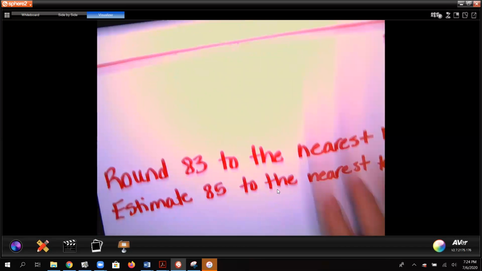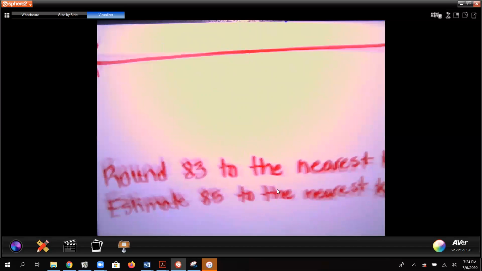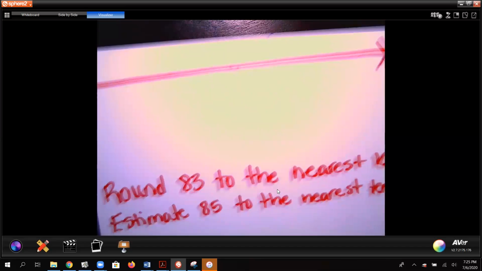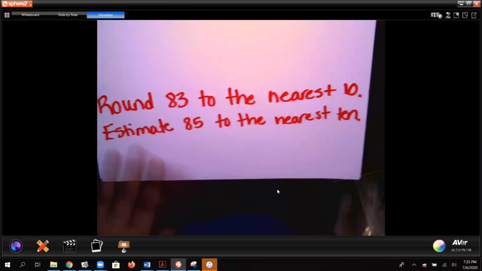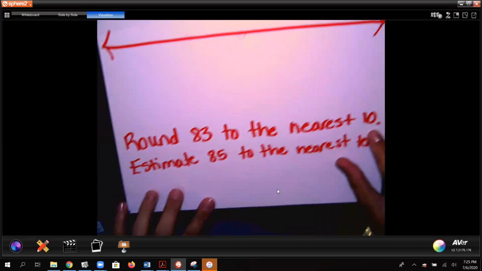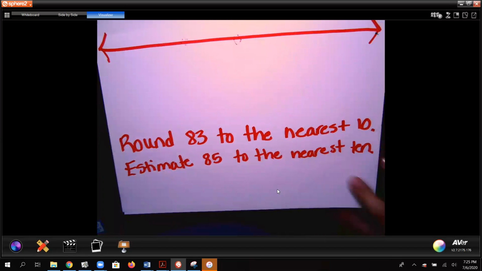Now remember, this is just an introduction. So if it's still kind of tricky for you, that's okay. You and your teacher and your other classmates are going to keep practicing this for a long time. So here is an example. It says round 83 to the nearest 10. Let me try to get this on the screen better. Okay. Round 83 to the nearest 10.